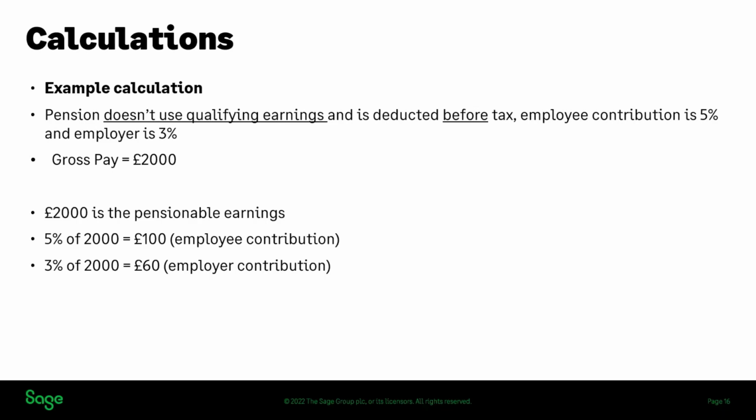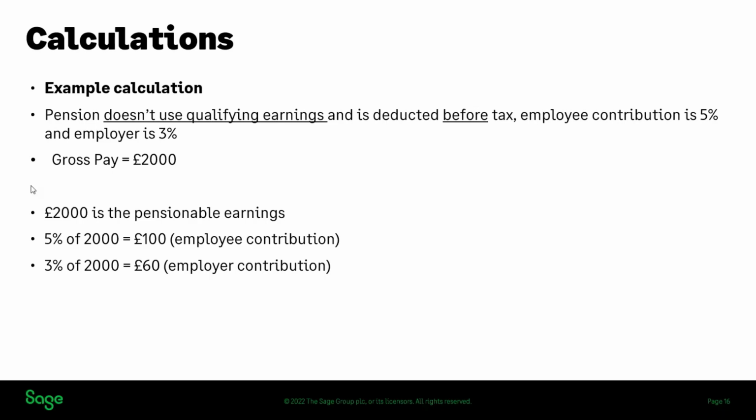So we take 5% and 3%, and we get our contributions. So this is the simpler of the calculations. In essence, you're just working out what 5% of 2,000 is for the employee contributions and 3% for the employer contributions.